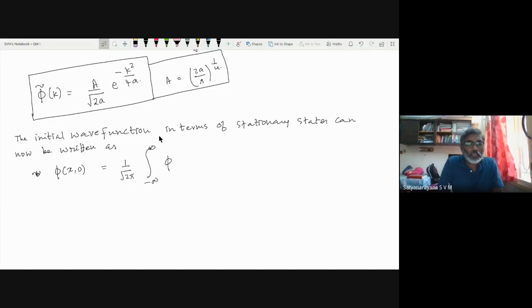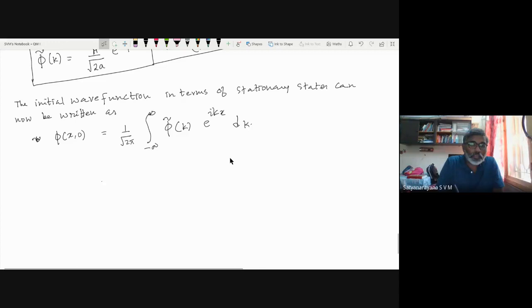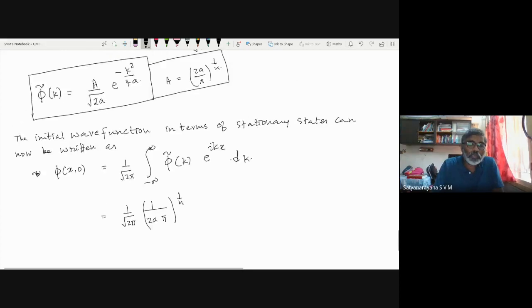to infinity phi tilde of k into e to the power ikx. Now I have found out what is phi tilde k, so let us try to put that in here. So that is equal to 1 over root 2 pi and 1 over 2a pi to the power 1 by 4. That is, I have included the value of a also. And integral minus infinity to infinity e to the minus k square by 4a into e to the power ikx. Okay, so this is your phi of x, 0.